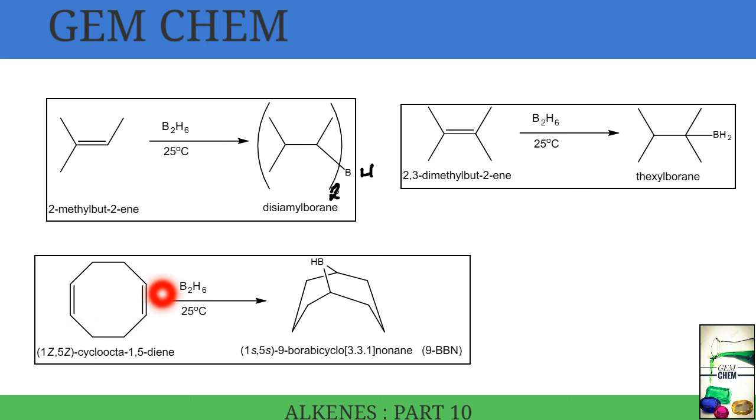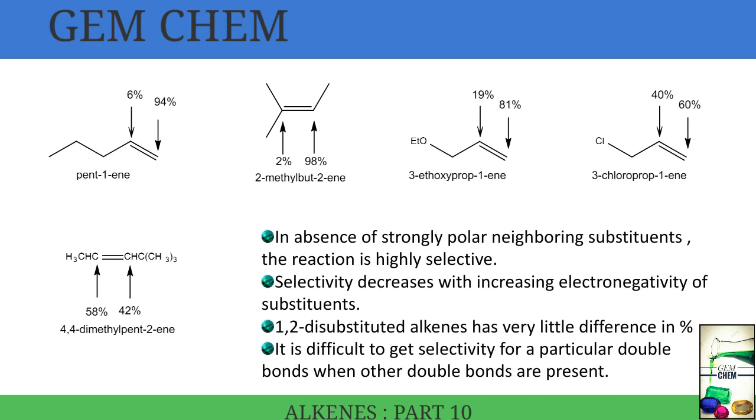2,3-dimethyl-but-2-ene, we see on reaction, forms thexyl borane, which contains only 1 alkene unit and BH2. Now we see this is 1Z,5Z-cycloocta-1,5-diene. On reaction with B2H6, it generally forms the 9-BBN molecule, that is this one, formation of a bridged boron. Okay, now we will see what happens with respect to hydroboration when many functional groups are present and when addition takes place in an unsymmetrical alkene.